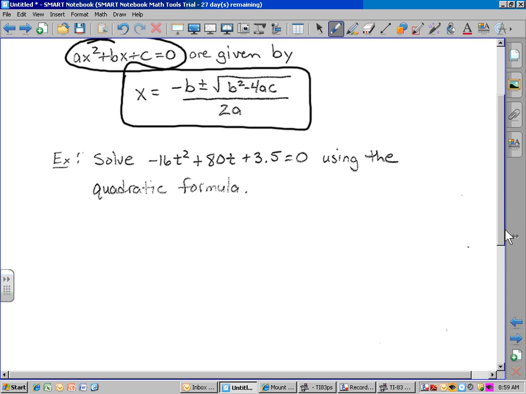Solve negative 16t squared plus 80t plus 3.5 equal to 0 using the quadratic formula. This is of the correct form. So we can immediately write down that a is negative 16, b is 80, and c is 3.5. Once we have that, let's practice rewriting the formula.